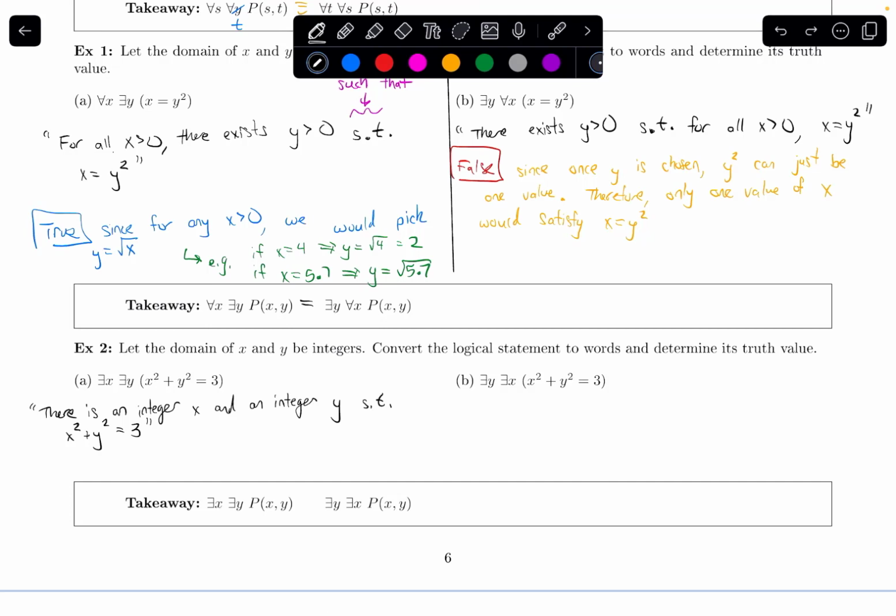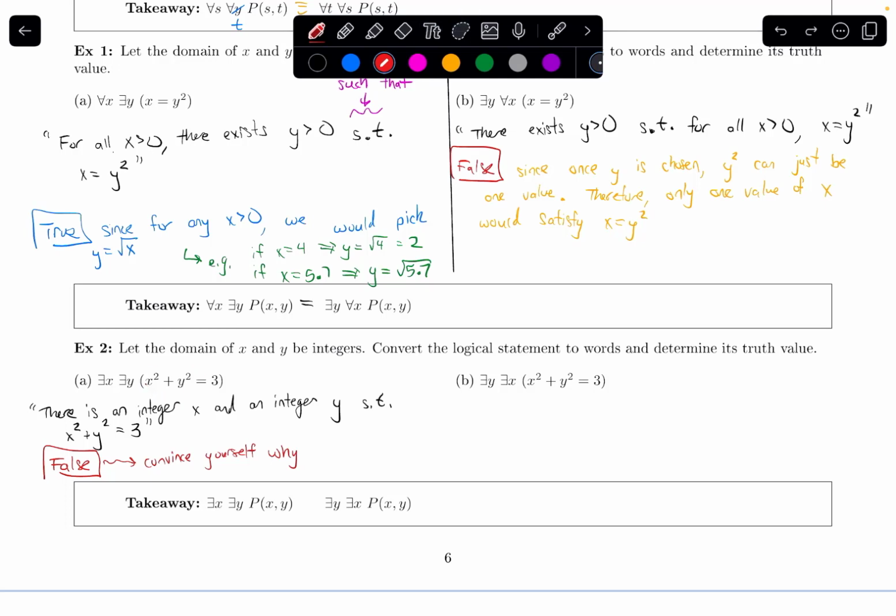So, well, is this true? If x and y are only limited to integers, can x squared plus y squared equal 3? Well, it turns out, no, this is false. And I would encourage you to pause the video and convince yourself why. Convince yourself that this is the case. Okay, it doesn't take too long to check that, but just consider a few possibilities.